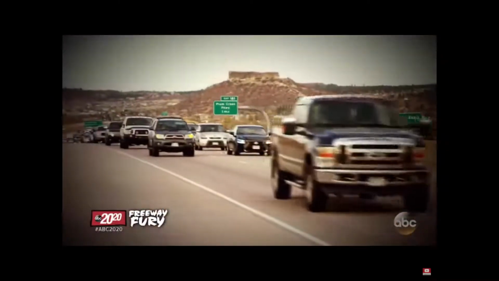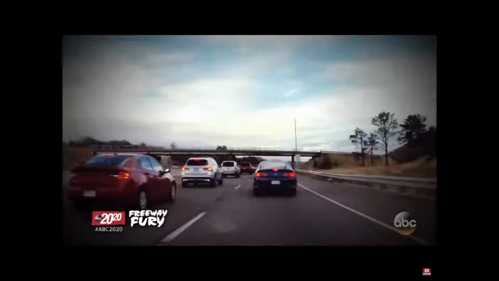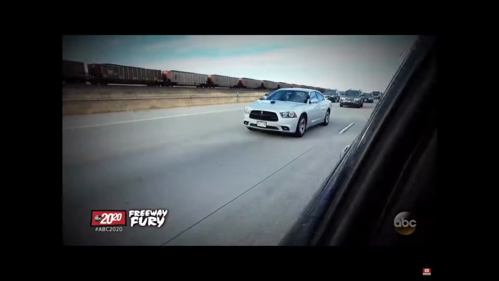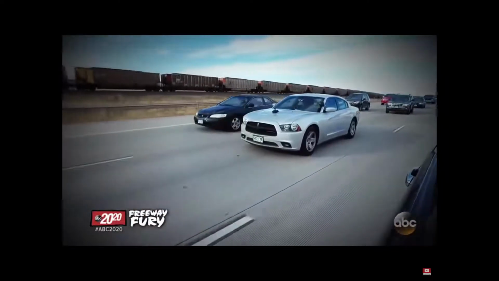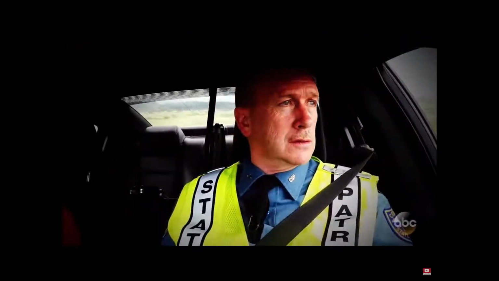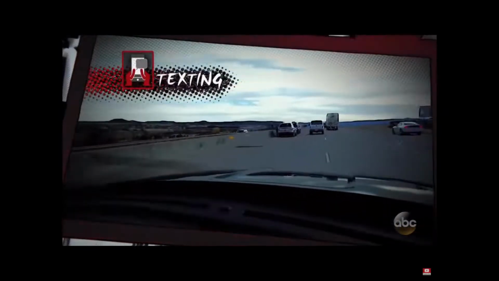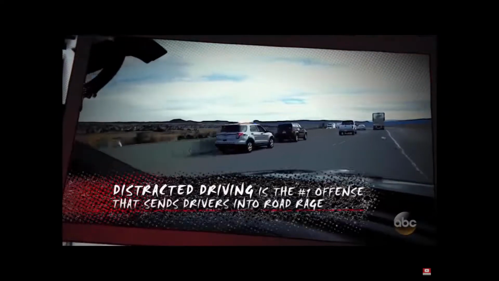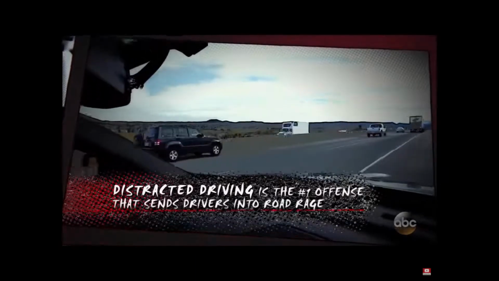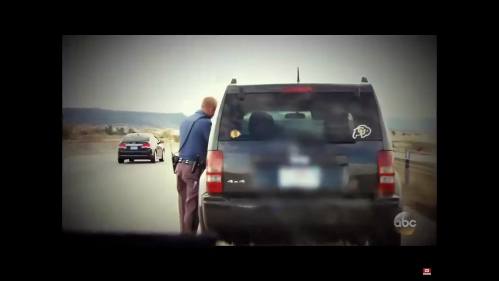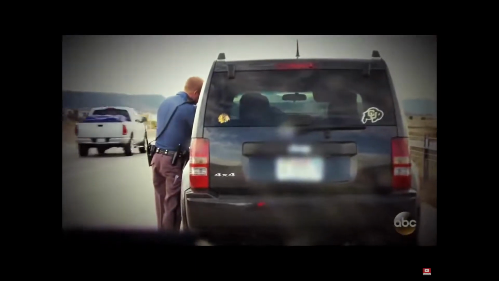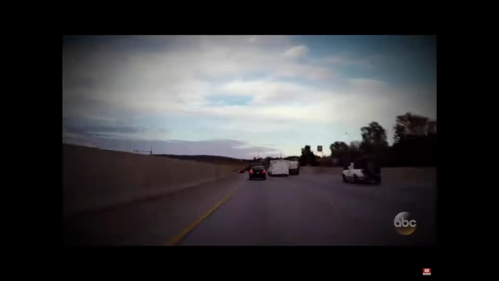This is a 75 mile. Well, we're doing 17 and a 75 at rush hour. I got a lady who was texting if you want to pull her over. Within minutes, Goodwin's team has spotted a common breed, a texter at the wheel. Goodwin says distracted driving is the number one offense that sends drivers into road rage. And how does that end up leading to road rage? Well, when she's texting, she's not paying attention to everybody else out here.